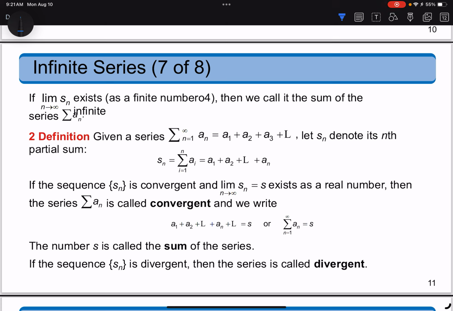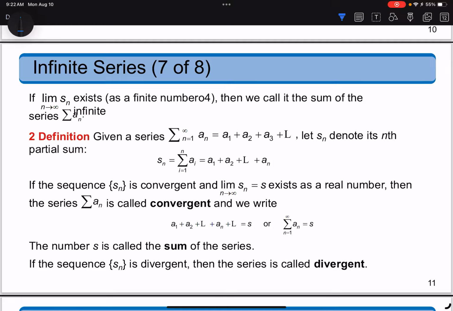If the limit of S sub n exists, as in the example, then we can call it the sum of the series, or the sum of the infinite series summation of a sub n. Given a series summation of a sub n for n equal to 1 to infinity, wherein it would be equal to a sub 1 plus a sub 2 plus a sub 3, let S sub n denote its nth partial sum. So S sub n is equal to the summation of a sub i, equal to a sub 1 plus a sub 2 plus up to a sub n.